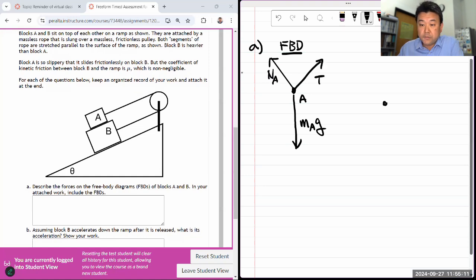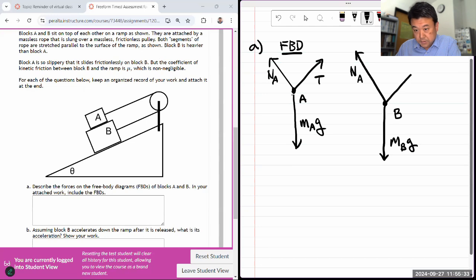And let me do the free body diagram for B. It's a lot more complex for a couple reasons. So there's going to be gravity. That's the same. And going through the same reasoning as for A, there should be a normal force from the ramp that's supporting it. And then there's going to be a tension force, and I'm going to be using the same letter as for A to indicate that this is the same magnitude of force.